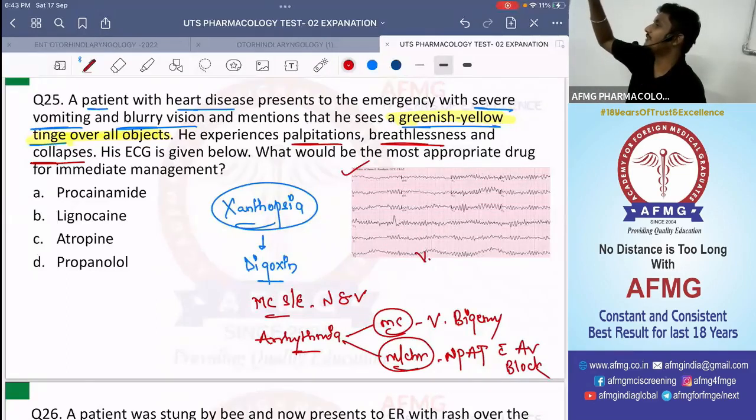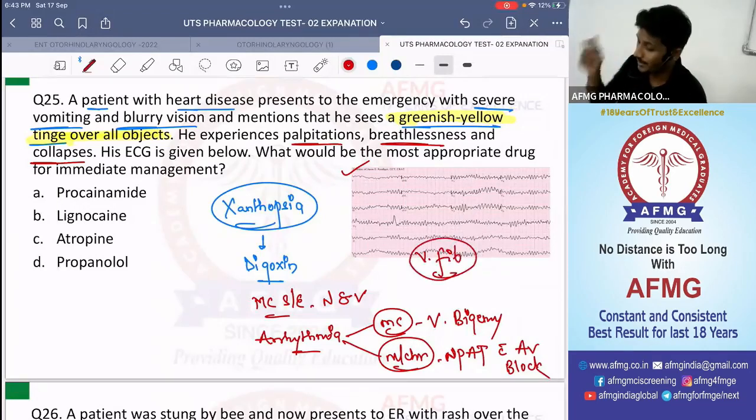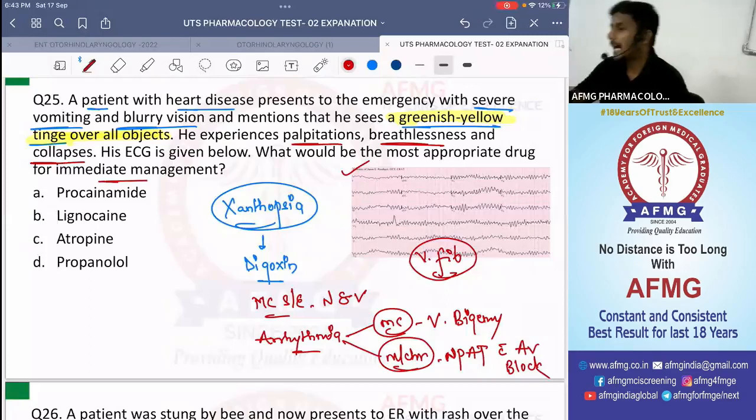That means the ventricles are only fibrillating. They are not contracting properly. Because they are not contracting properly, a proper QRS complex is not formed. ठीक है? So it is only ventricular fibrillation. No issues with this, anybody? So which would be the most appropriate drug for immediate management? यहाँ पे आ रहा हूँ मैं.